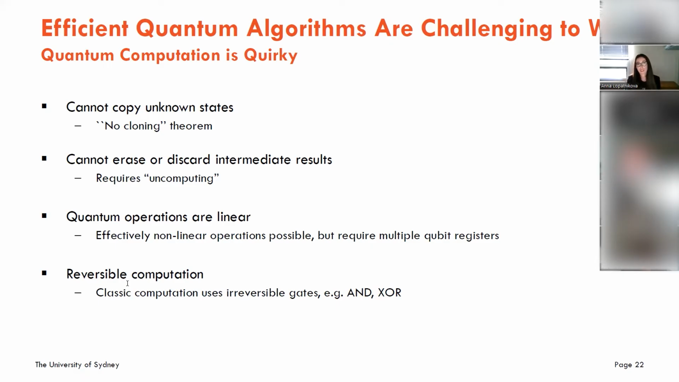Secondly, you cannot erase or discard intermediate results. Like we cannot just reset all the bits to zero like we do in a classical computer. You have to uncompute to reset your qubits carefully.